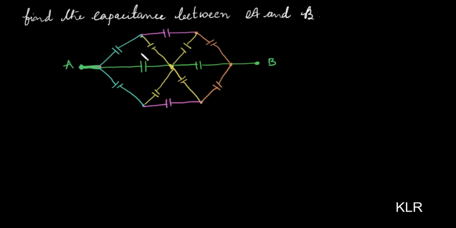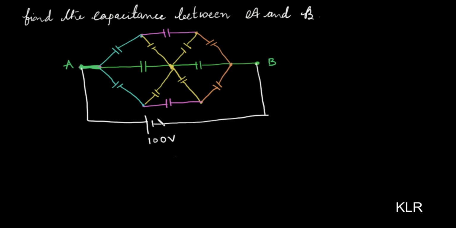So you can see the symmetry here. For this problem we use nodal analysis for solving this very quickly. Now for A, I'll connect the positive terminal of the battery, and for B I connect the negative terminal of the battery. Let us consider this battery has a potential of 100 volts. So here, as this is connected to the positive terminal, this is 100 volts.